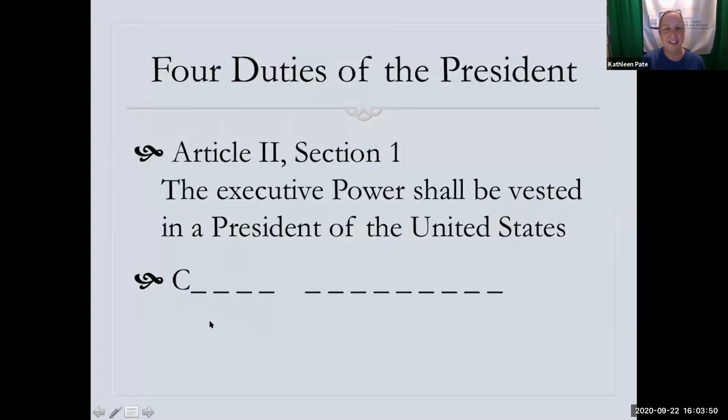Okay, so the executive power shall be vested in a president of the United States. What would be a phrase that begins with a C that would capture that concept? Would you like to buy a vowel? Yes? Anyone? Would you like to buy all the vowels at once? We'll do that.